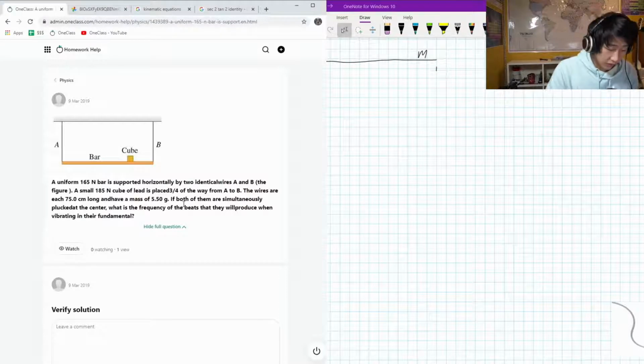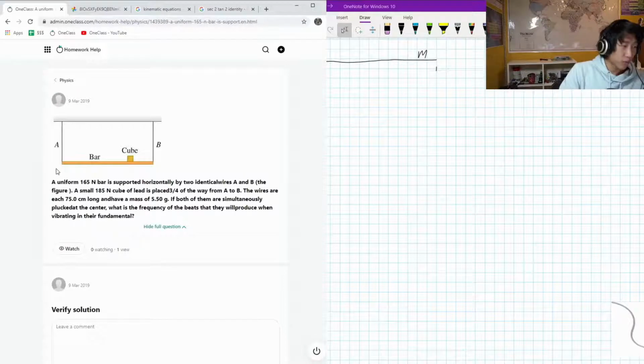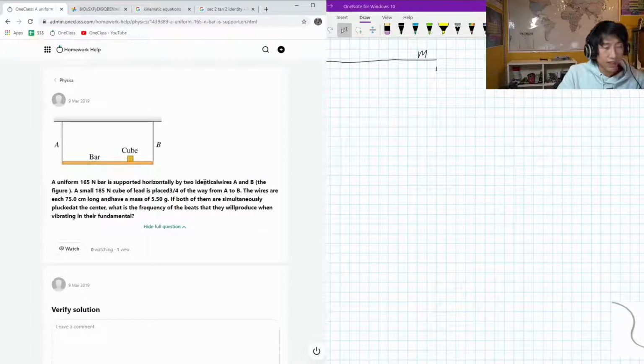Okay, so here we have the next question on the menu today, where we have the following situation. A uniform bar that has a weight force of 165 newtons is supported horizontally by two identical wires A and B, as they are shown in the figure. And we have a small cube that is 185 newtons that is 3/4 of the distance between A and B, so closer to B.